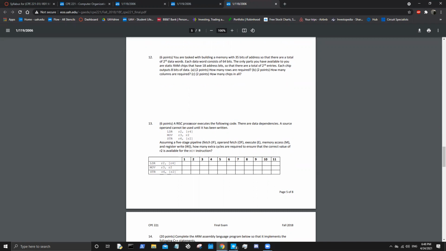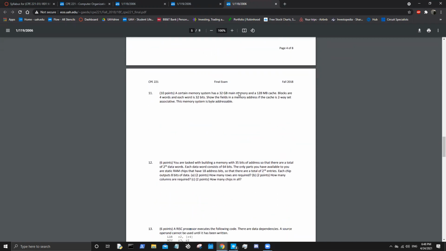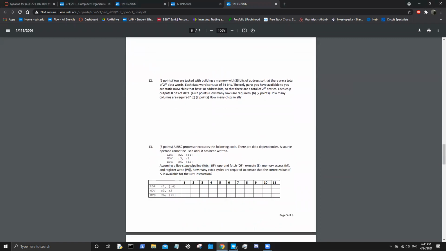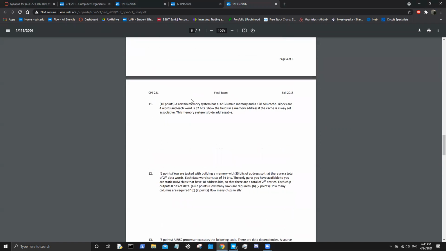Cool. So does anyone want to go over another example of this cache problem, or do you want to go right to the pipelining since we haven't done one of those yet? Can you go over number 11, please? You want to do number 11, okay, I got you. Yeah, thank you. All right, let's get it.